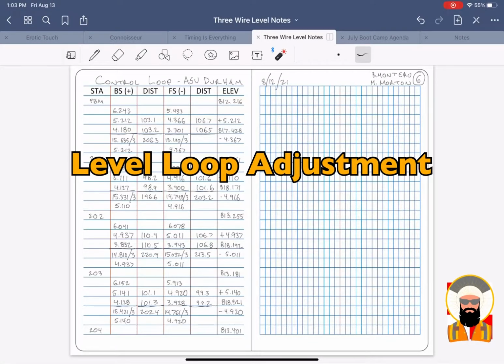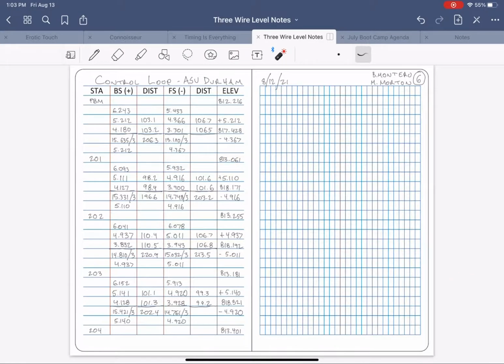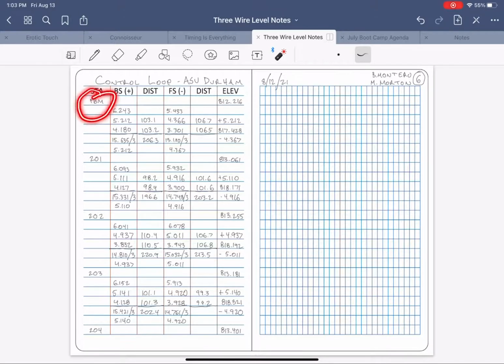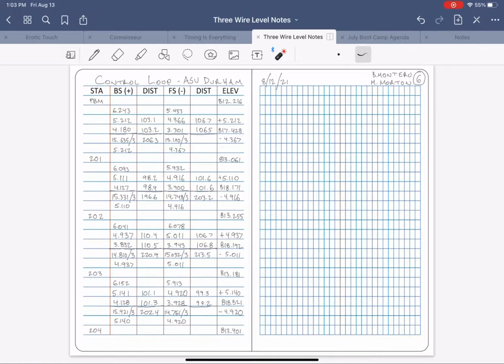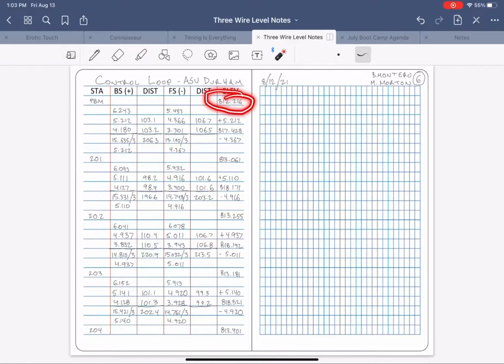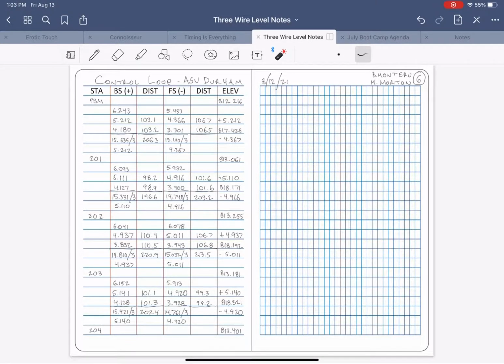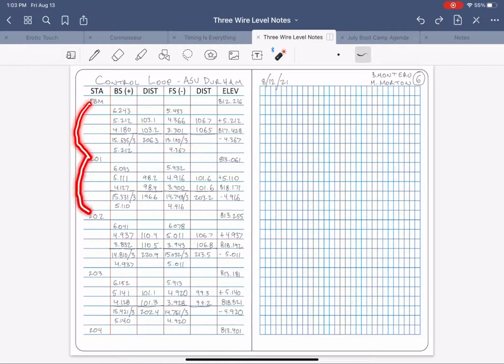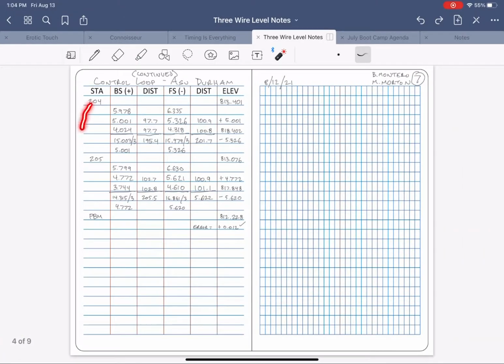Level loop adjustments. Okay, to start adjusting our level loop, let's take a look at our benchmark. The point name is on the left in the station column, and the corresponding vertical value is in the elevation column on the right. So from our start point, what happened next? Starting at the project benchmark, we turned through each control point until we looped our way all the way back to the project benchmark, or PBM.